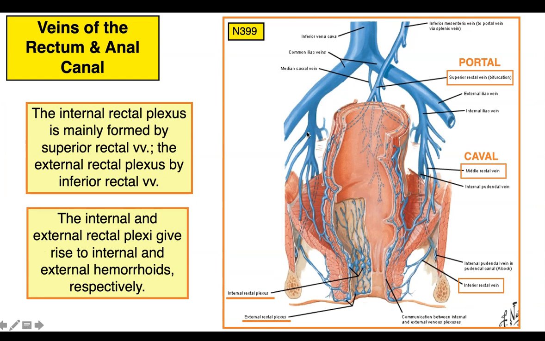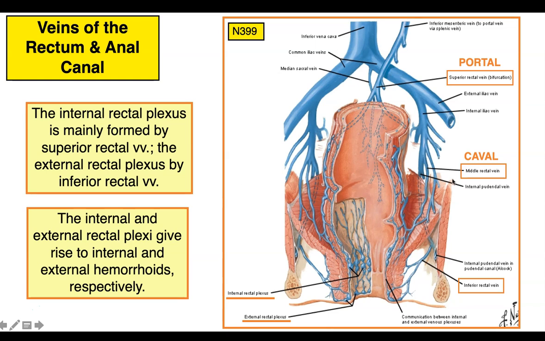The rectum and anal canal are very rich in blood supply. They have 3 sets of arteries and 3 sets of veins. The veins of the anal canal are the superior rectal vein, middle rectal vein, and inferior rectal vein. The superior rectal vein drains the upper part of the rectum into the inferior mesenteric vein. The inferior mesenteric vein drains superiorly into the splenic vein, which is part of the portal venous system.